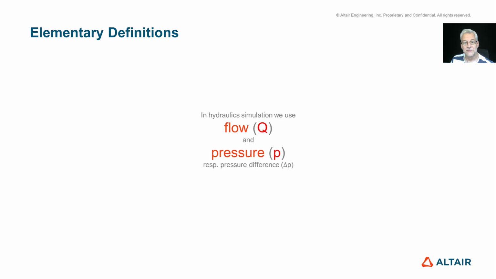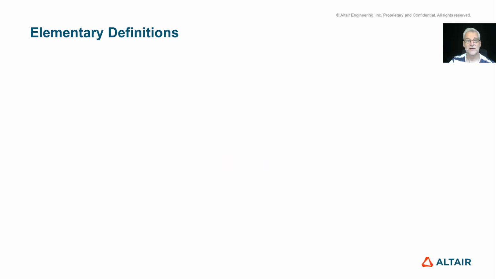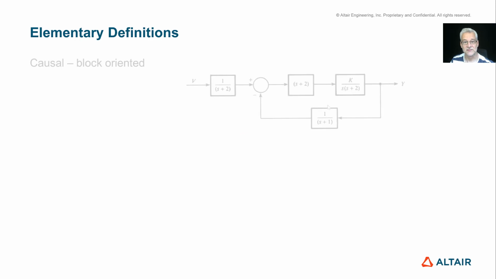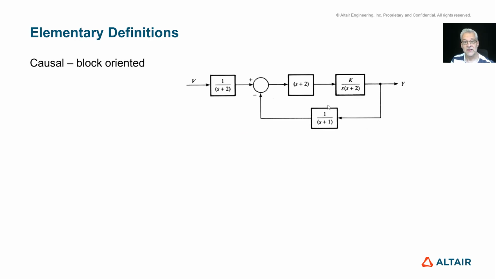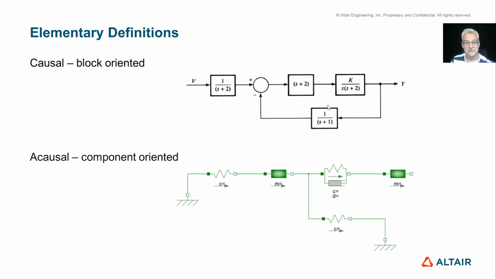A very, very elementary definition is that we use the variables flow and pressure in hydraulics. A second elementary definition is the type of modeling. There are two kinds of modeling technical systems, the causal method and the acausal method. The first one is well known from control design.